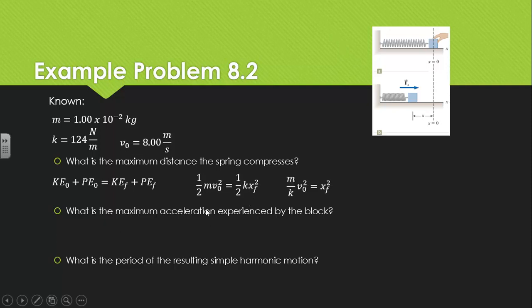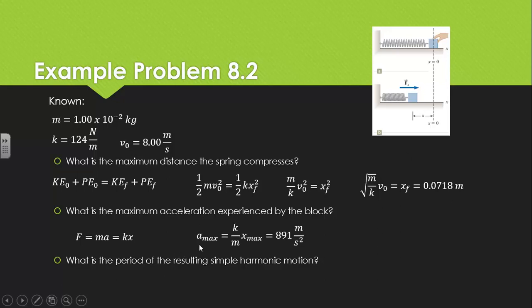So if we actually work this formula out, we can cancel out the half and get m over k, v initial squared equals x final squared, square root both sides, and I can get my x final. It's just the square root of m over k times v initial equals x final. To figure out the maximum acceleration of the block, well, that's going to occur when force is a maximum, so it'll occur at this maximum displacement. So ma equals kx. If I plug in what k over m is and put in my x max, which happens to be this value, that'd be my acceleration max. It happens to be a really large number for this system, 891 meters per second squared.